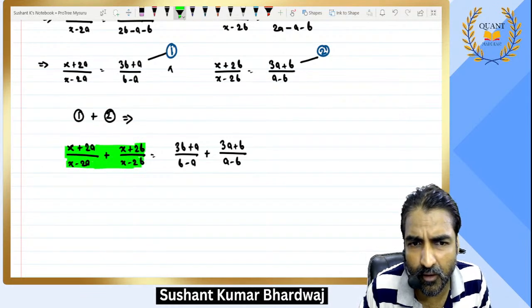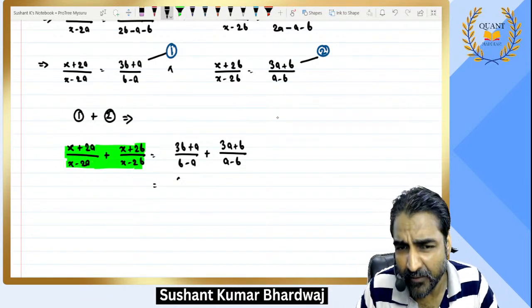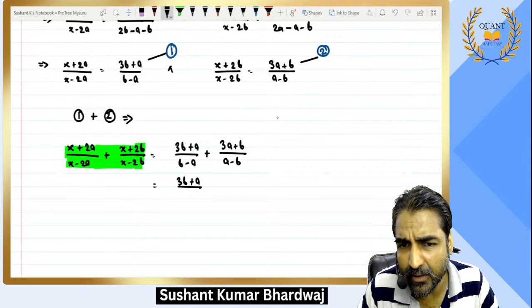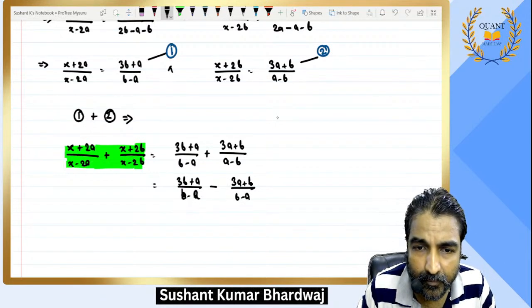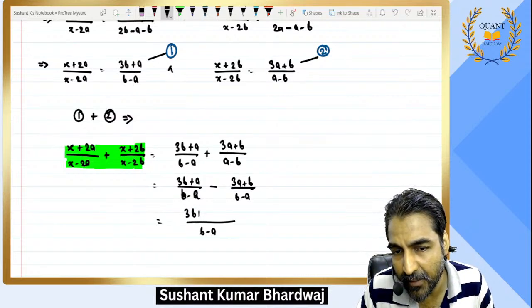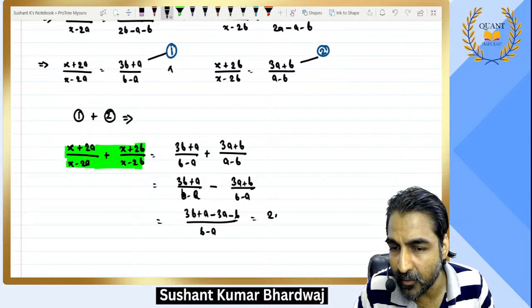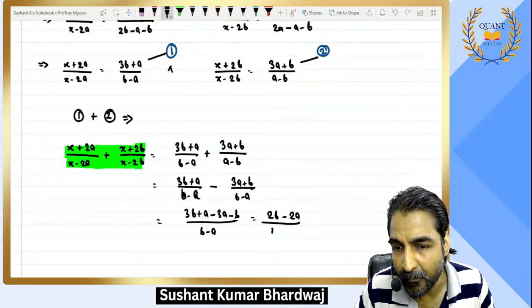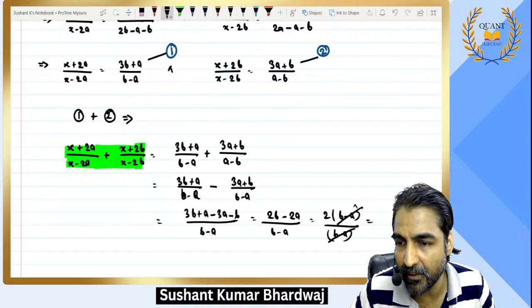We have time to find the value of this one, right? Now see, it's a minus b, it's b minus a. Can we write it as (3b plus a) upon (a minus b) minus (3a plus b) upon (b minus a)? So the LCM is b minus a. Now we can write it as 3b plus a minus 3a minus b, and that's equal to 2b minus 2a upon b minus a, and that's equal to twice of (b minus a) upon (b minus a), and this b minus a is cancelled and we will get the value 2.